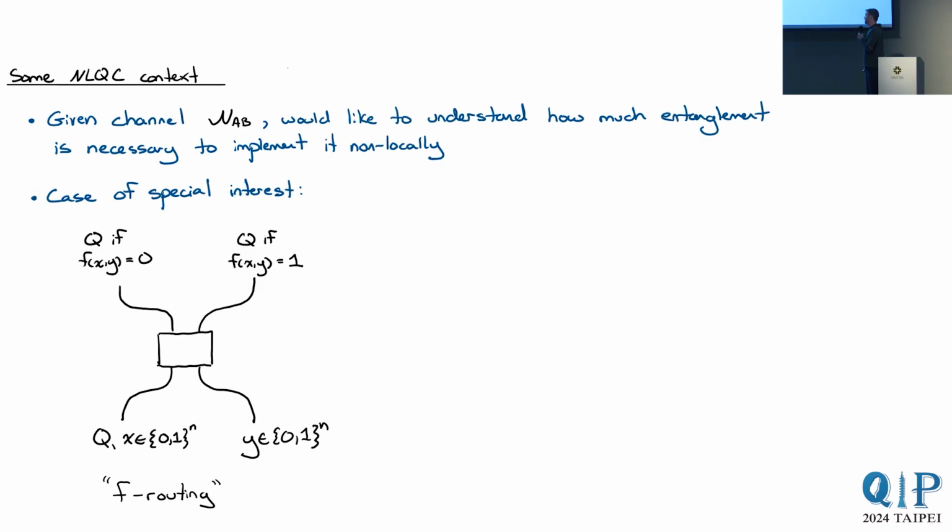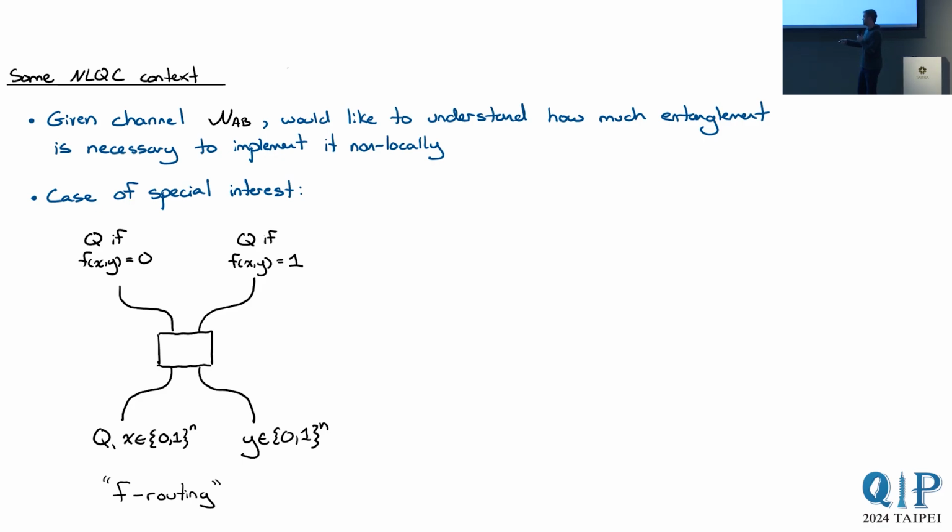Okay, so before I get to the new connections, I just want to give a little bit of context and background in terms of what we already know about NLQC. As I mentioned, one of the main things you'd like to understand is if you're given some channel, how much entanglement you need to implement it in this non-local form. There's a particular case of a non-local computation that we're going to focus on and has been well studied for a number of reasons.